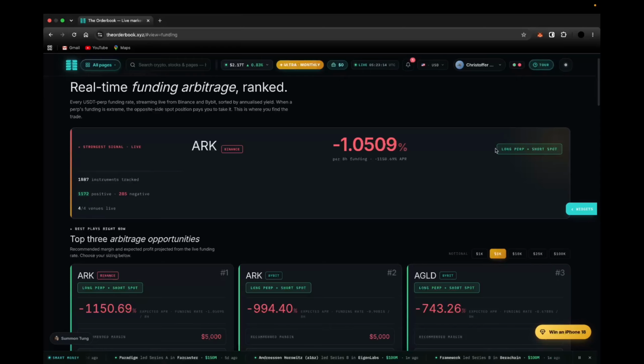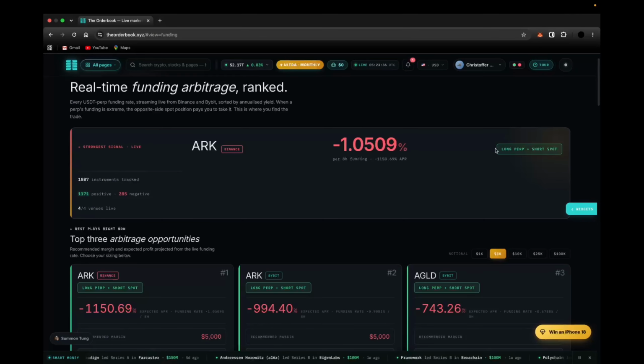A funding rate is basically a small fee that one side of the trade pays to the other every few hours. So when too many people are betting that the price will go up, longs usually pay shorts. And when too many people are betting that the price will go down, shorts usually pay longs. It's basically a balancing mechanism that helps keep the market from leaning too far one way.